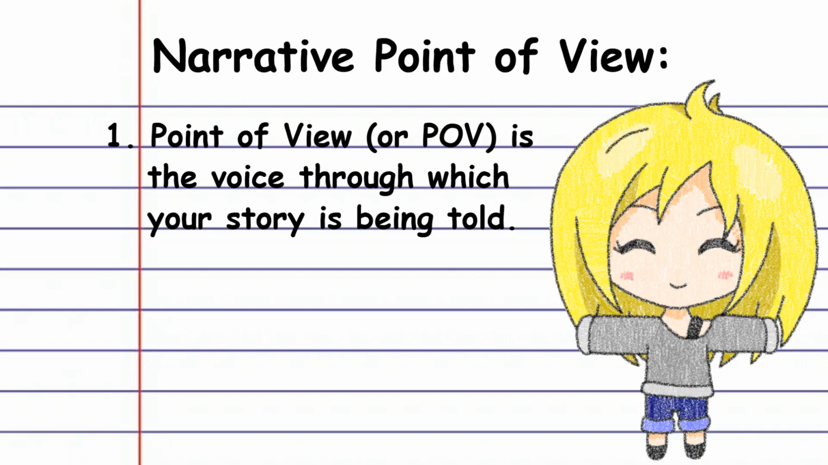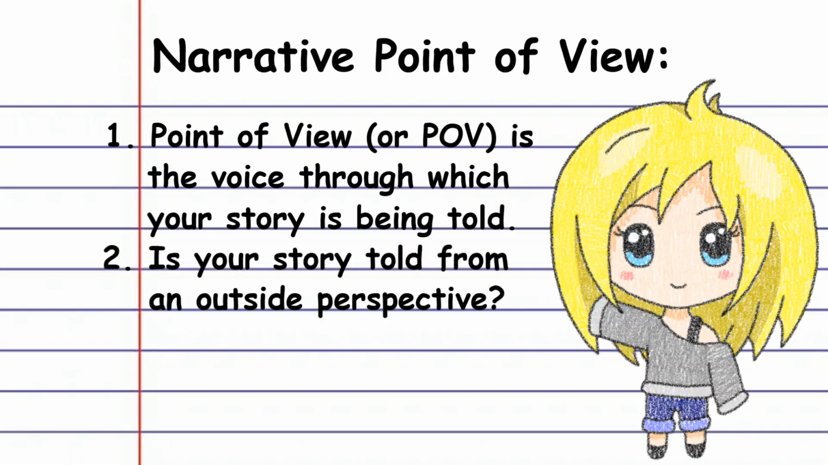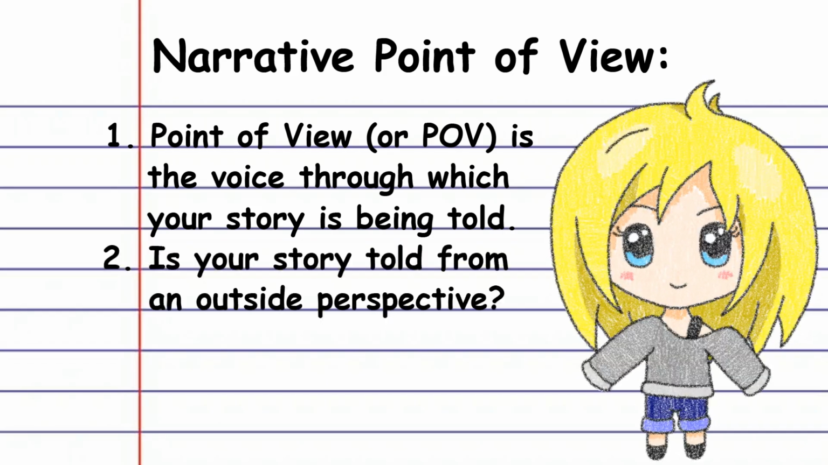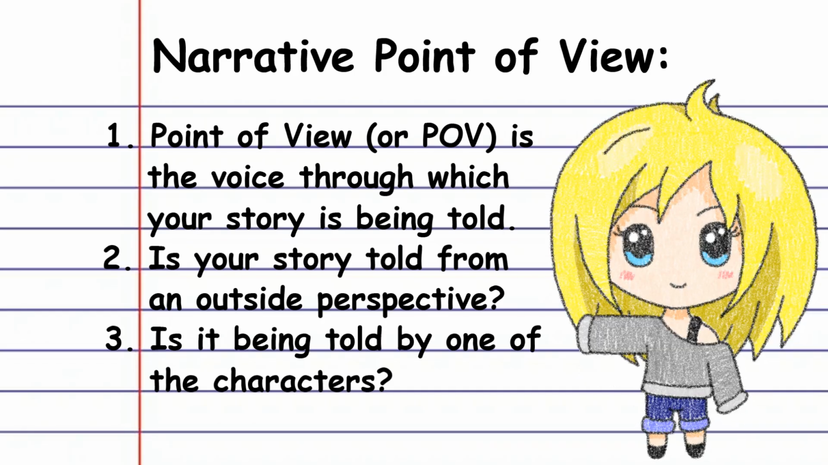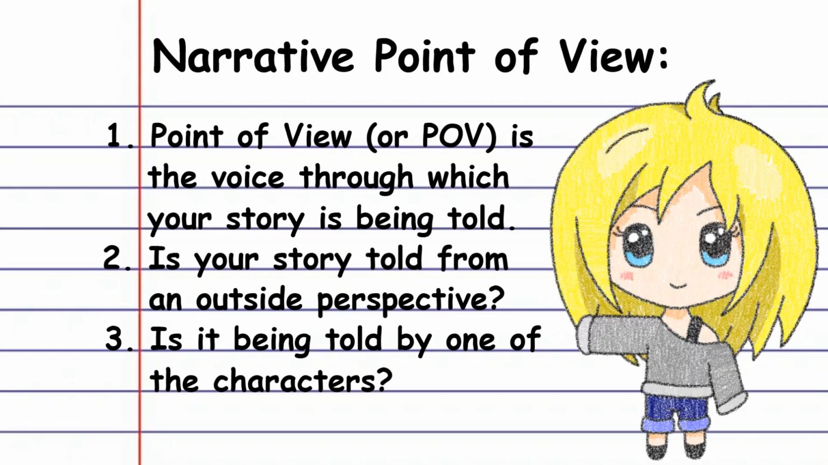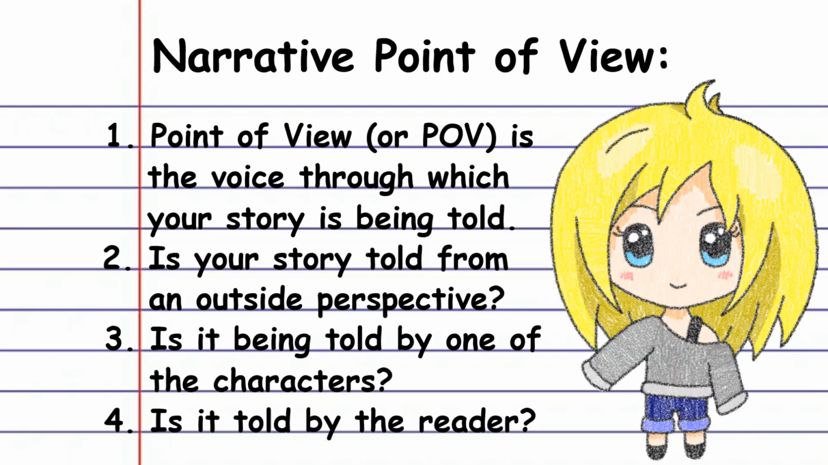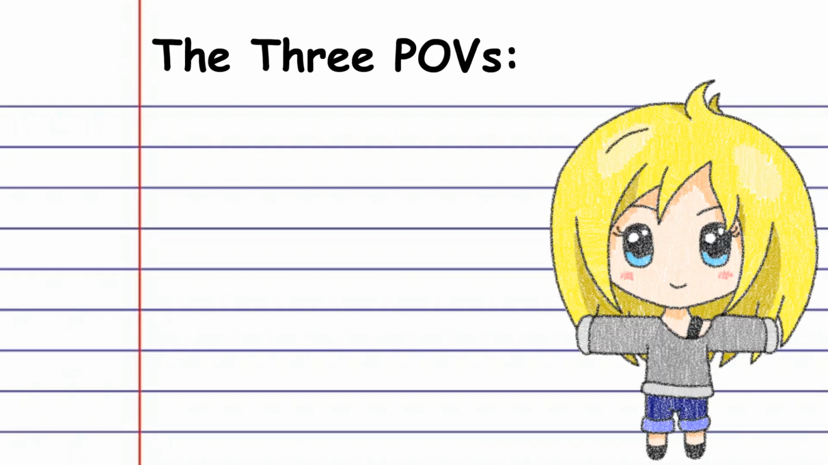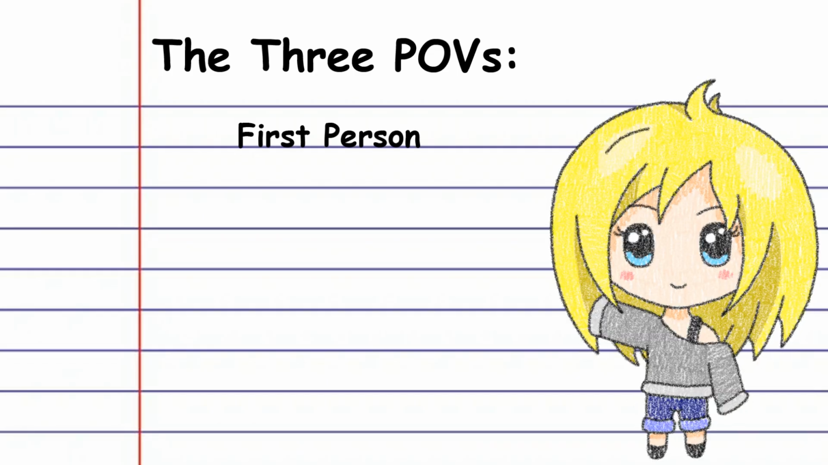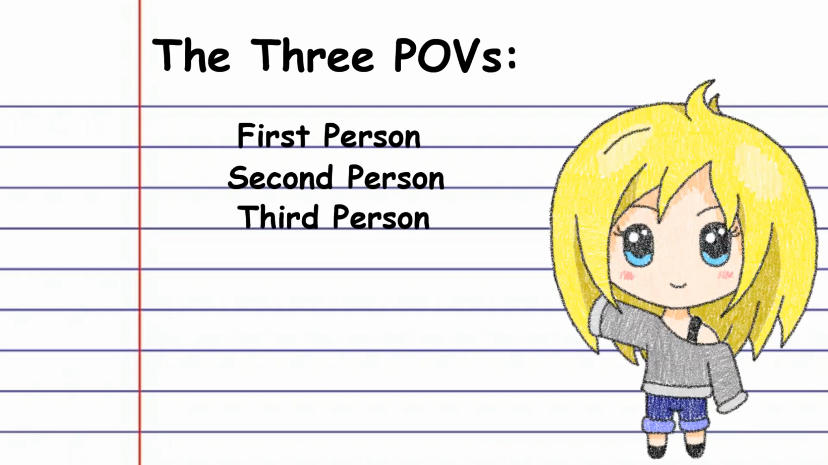What I mean is, is the story being told from an outside perspective, somebody who knows the story but is not part of the story, or is it being told from the point of view of one of the characters in the story? Or could the story even be being told by the reader themselves? Now, there are three primary narrative points of view: first person, second person, and third person.